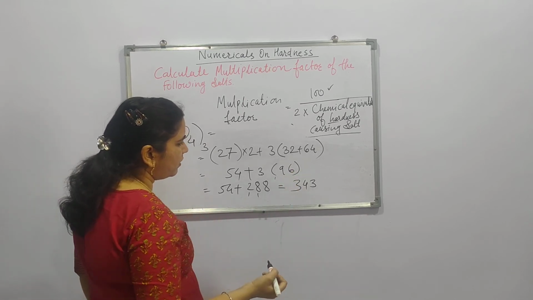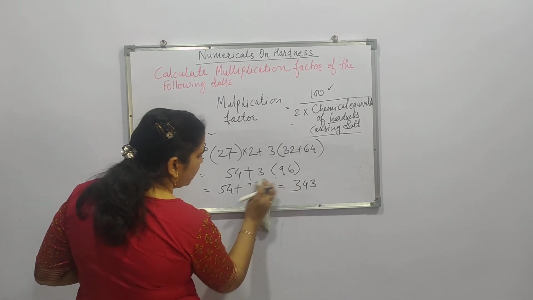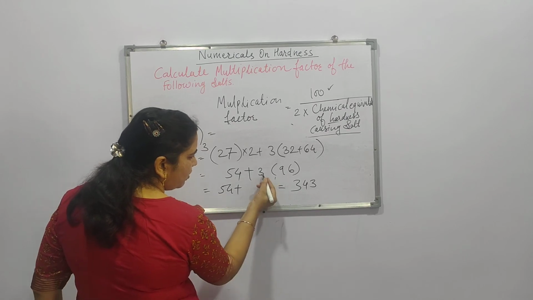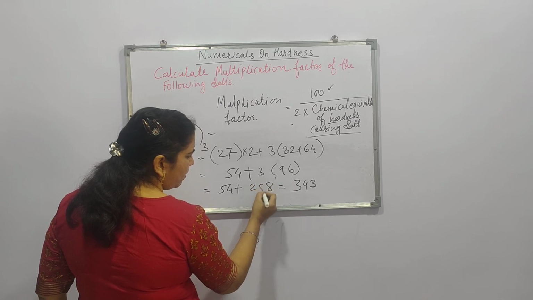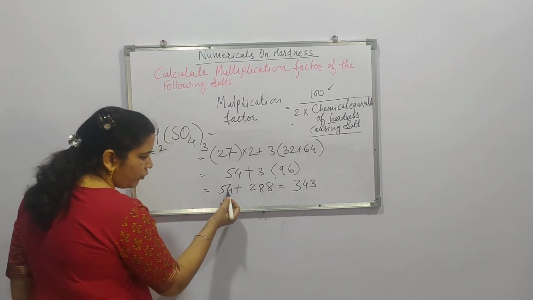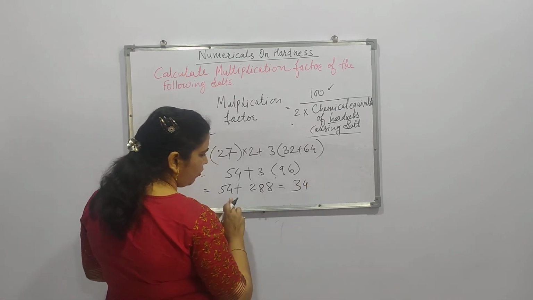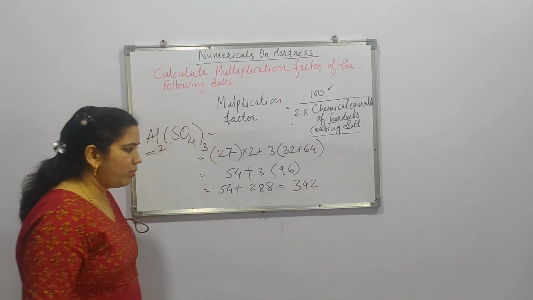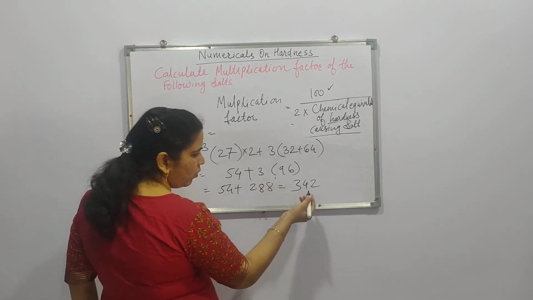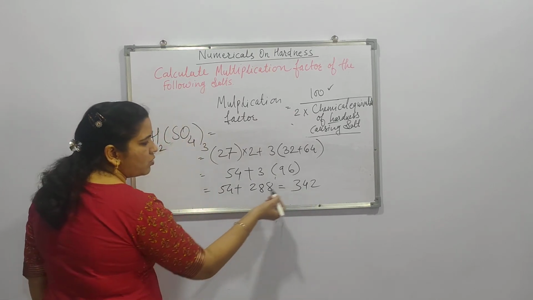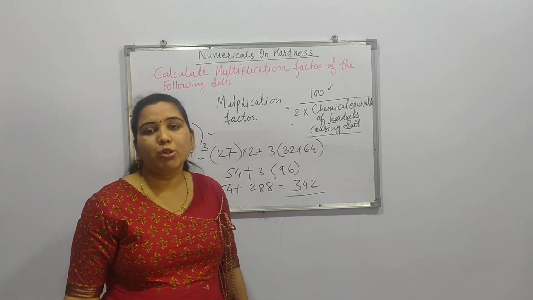Yes, all things are correct. Oh, sorry, I thought the multiplication was wrong, but no, it is correct. Adding up again, we get 342. So 342 is the molecular weight of Al2(SO4)3.